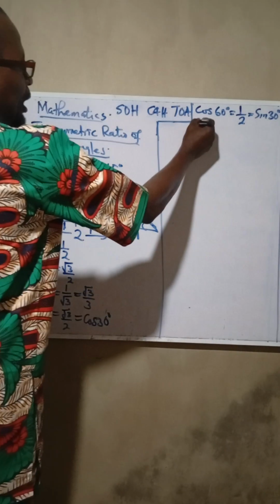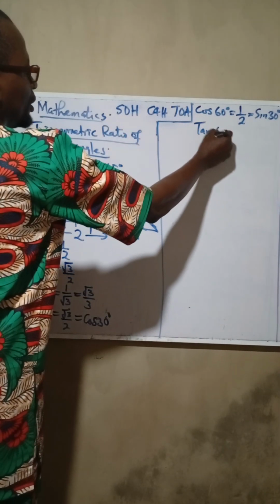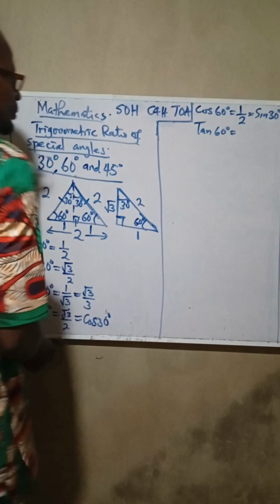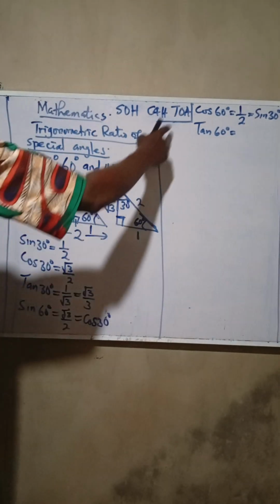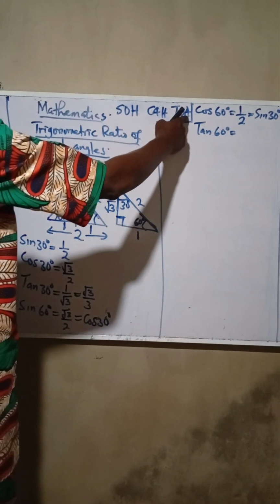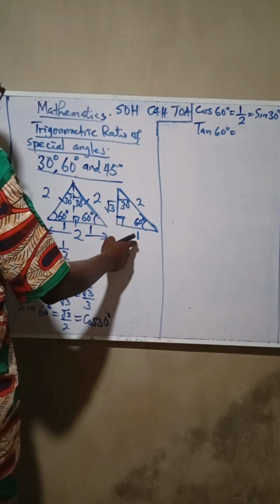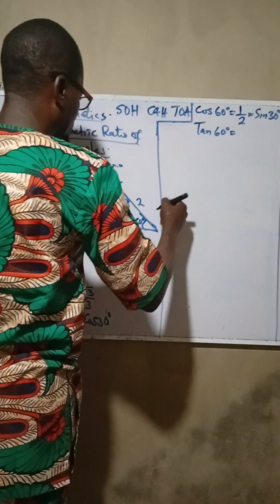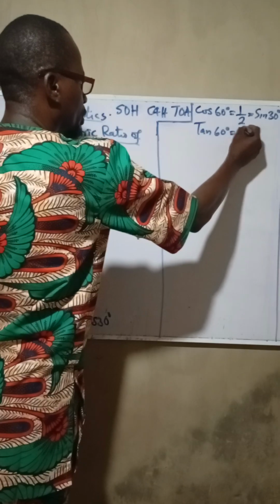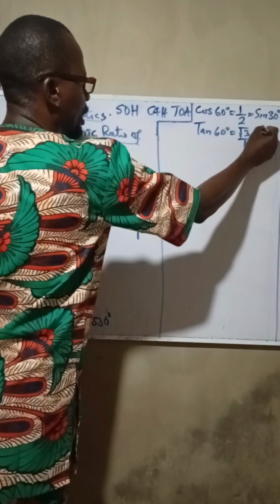So the last thing about that is tan 60 degree. And what is tan 60 degree? Tan is opposite over adjacent. Opposite over adjacent is equal to root 3 over 1, which is the same thing as root 3.